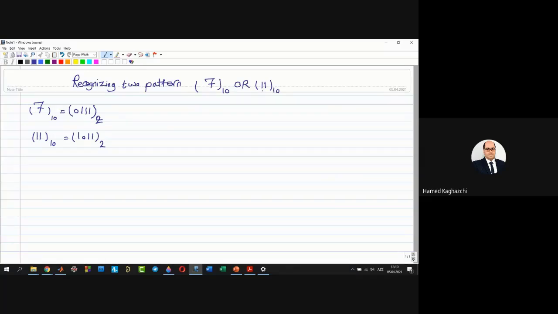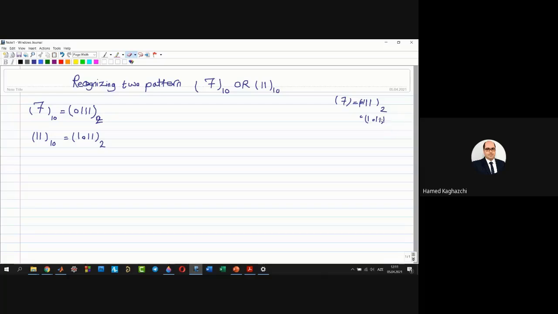I cannot represent the 11 with 3 bits. Yes, I can represent the 7 with 3 bits, but I cannot represent the 11 with 3 bits. I need 4 bits for representing the 11. For this reason, I have to represent the 7 also with 4 bits.